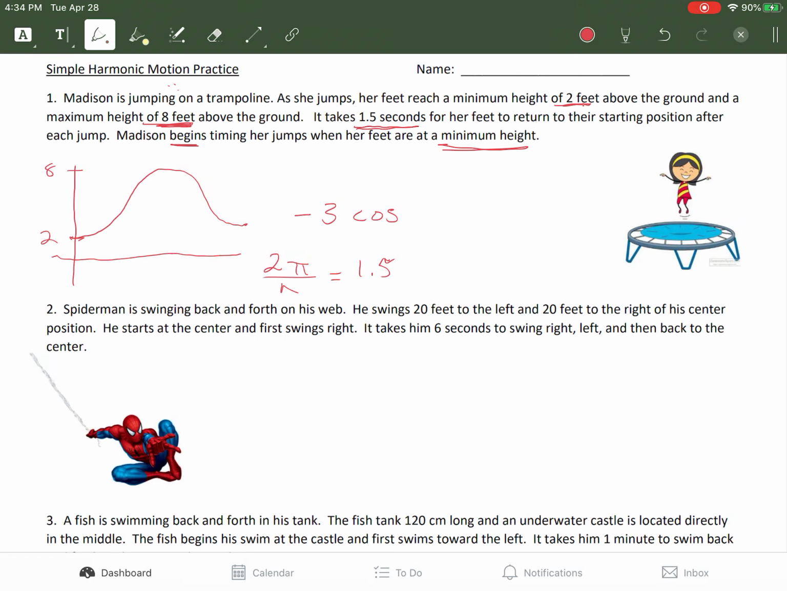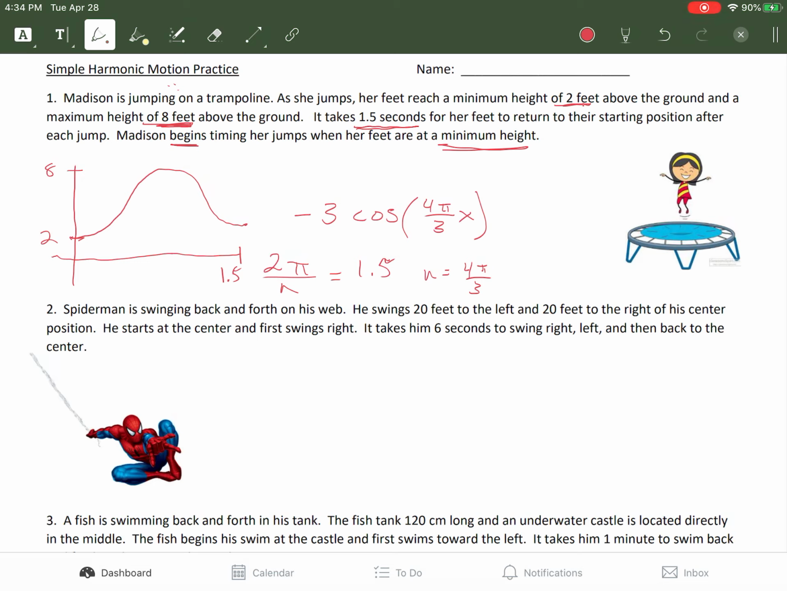All right, and that's going to give us n is equal to 4 pi over 3, if we write it as a fraction. So that's the number that is going to be multiplied by our x term, 4 pi over 3 x. If we take 4 pi over 3x and set it equal to 2 pi, it will give us 1.5 when we divide, which is what our period is going to be.